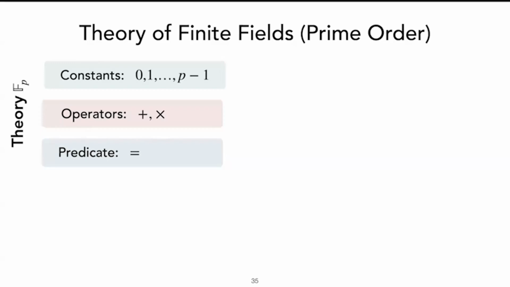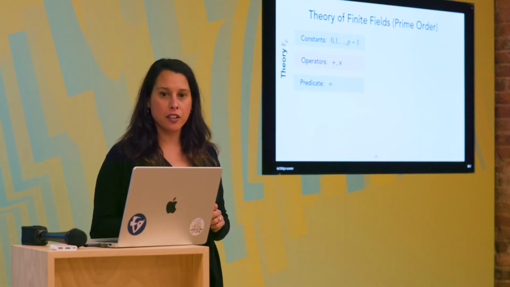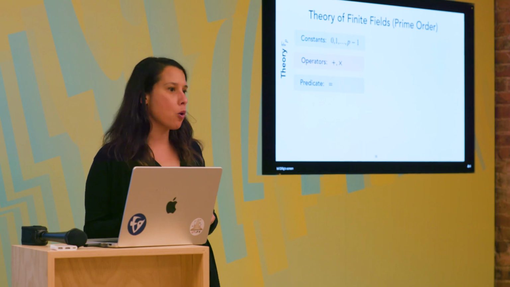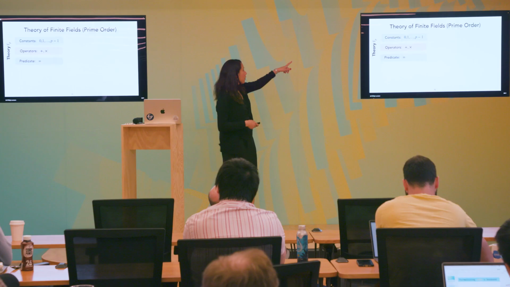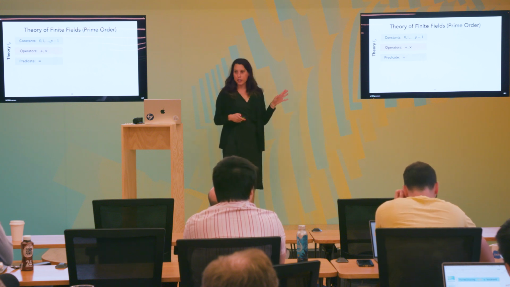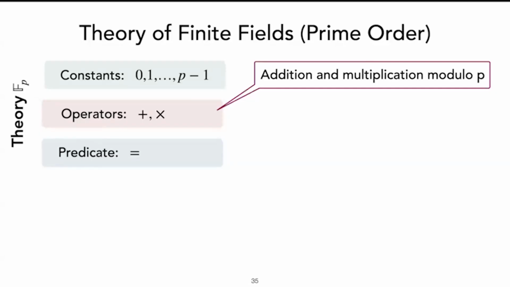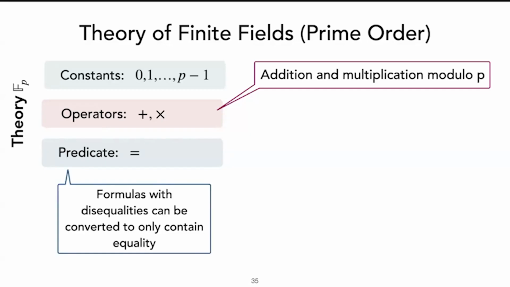So first, let me recap the problem that we're trying to solve. Remember, when we talk about SMT solvers, we're trying to decide satisfiability in some first-order theory. And in our case, the first-order theory that we're working with is prime-order finite fields. So in other words, we have constants 0 through p-1. We only have 2 operators, plus and times, and these are addition and multiplication modulo the prime p. And we only have a single predicate, equality.